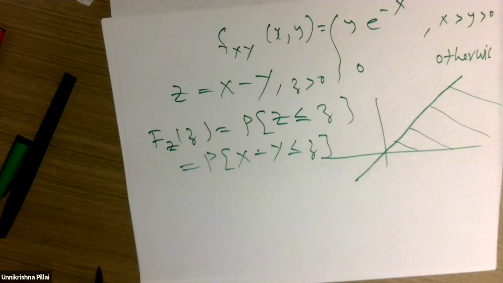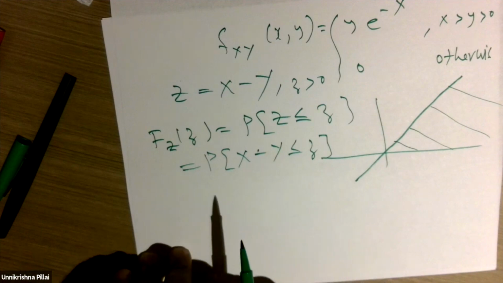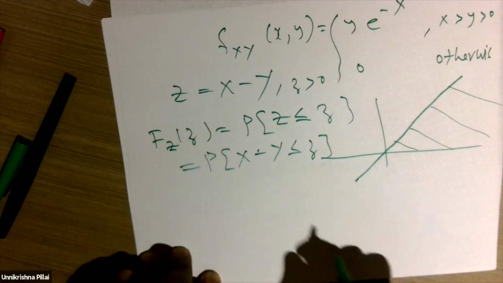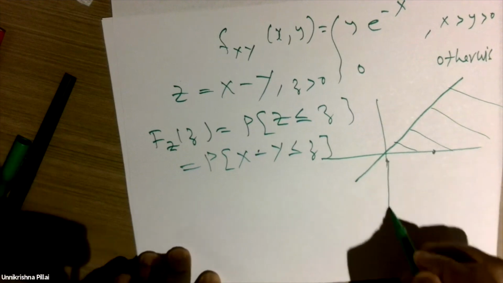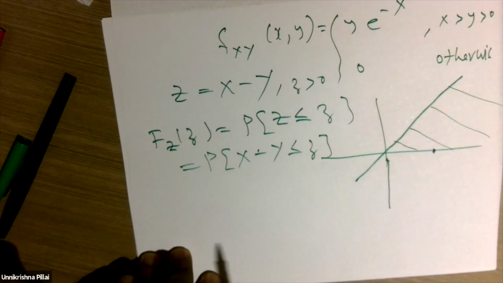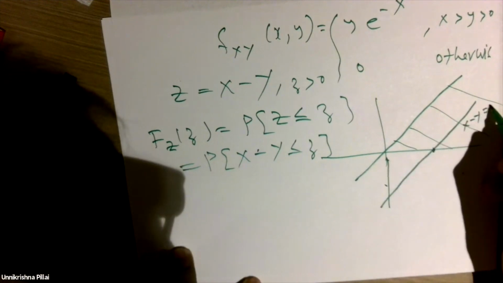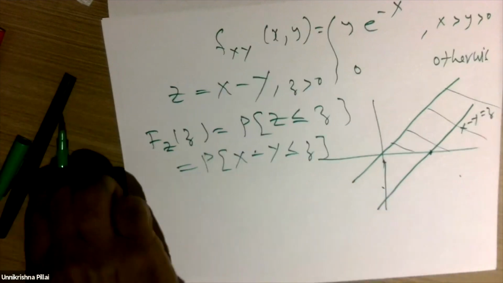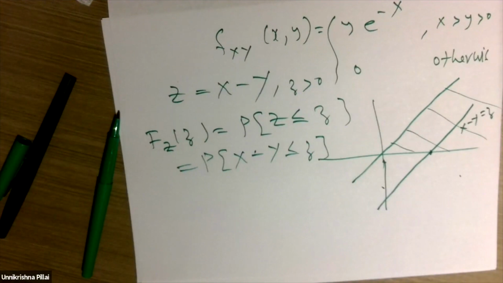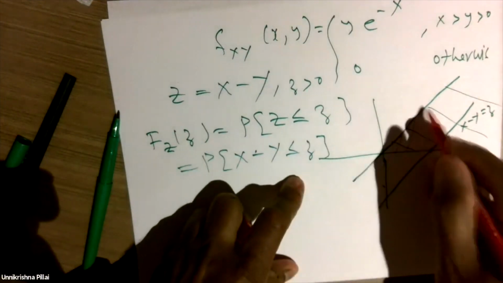Now you need to identify x minus y is less than or equal to z. Where will that line x minus y equal to z be? z is positive. So take y equal to 0, x will be z, so it's somewhere here. And when x is 0, y is minus z. Remember, z is positive. So it will be something like this. This is the line x minus y equal to z. So where is the region that you are going to integrate? Very good, between the lines. This is all you need to identify.